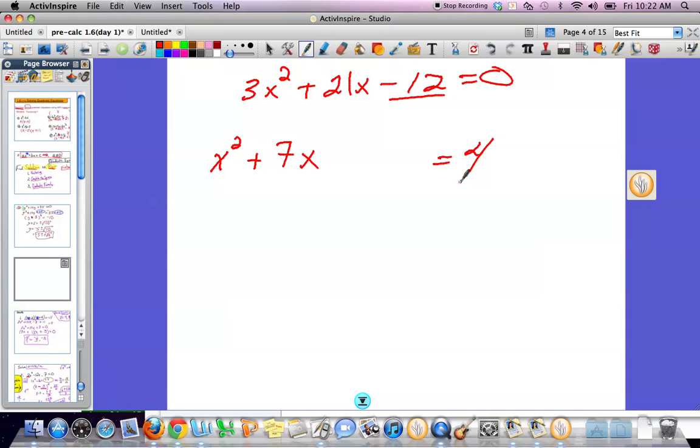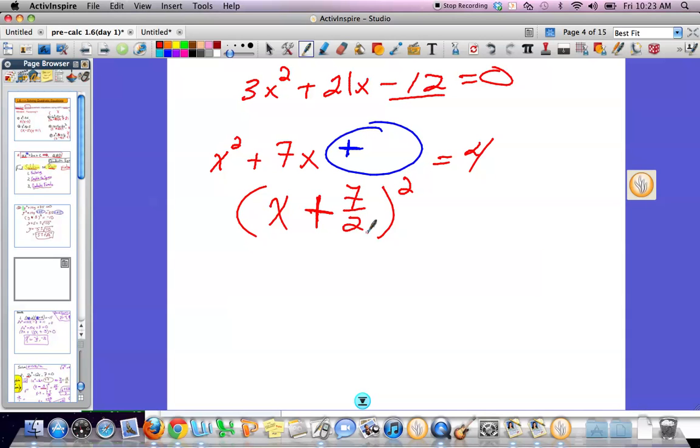I could make it a little harder and throw in some fractions, but I don't want to do that. So this is now x plus, because this is plus. If this would be a minus, this would be a minus. But no matter what, when you fill in the hole, this will always be plus because you're either squaring a negative number or squaring a positive number. So half of 7, I'm going to write it as a fraction, 7 over 2. So in the hole, what we've got to fill in is 49 over 4.